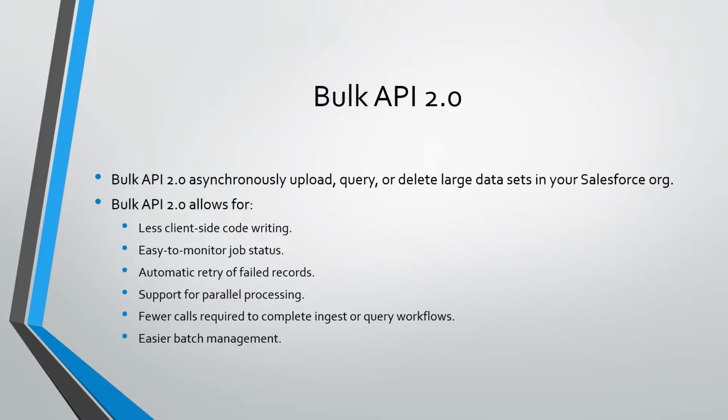Bulk API v2 splits the job in batches and process it in parallel. We can request the status of the job by making a separate call. We do not have to write much coding at the client side. All the batch management and other processing is handled by Bulk API v2.